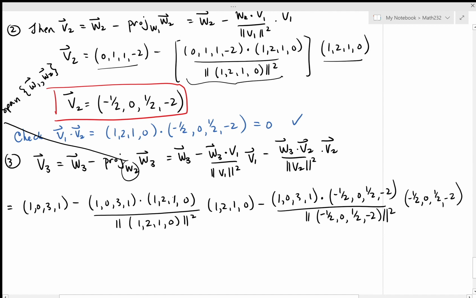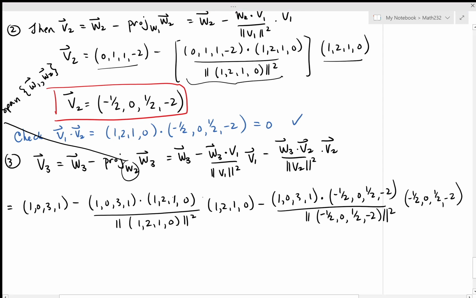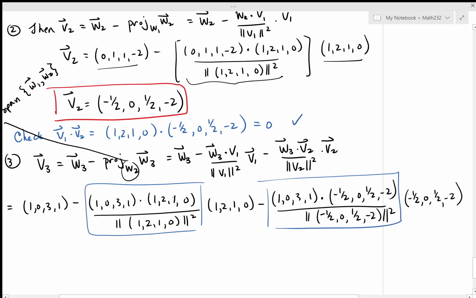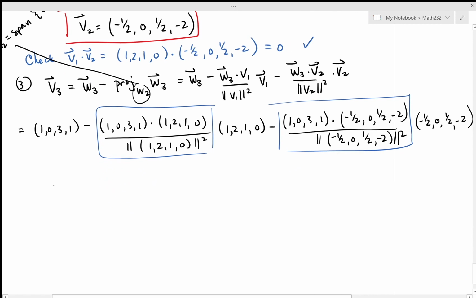Okay, there it is. Again, it looks a bit painful. It is a bit painful to do by hand, but actually this right here is just a number. So we've got a vector minus a scalar times a vector minus a scalar times a vector. So we go ahead and make those calculations, and I end up with V3 equal to this guy here: 2/9, minus 4/3, 22/9, and 5/9.